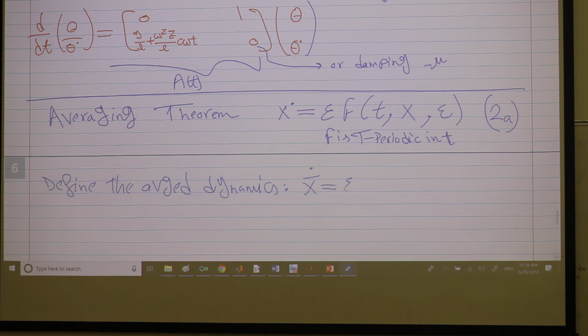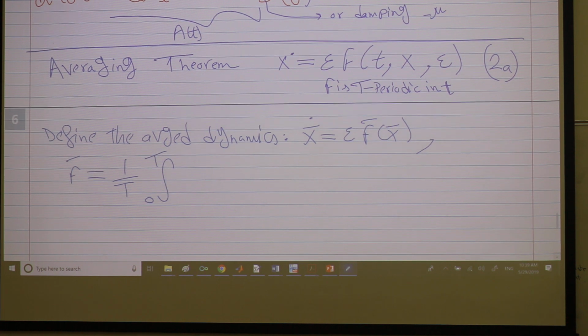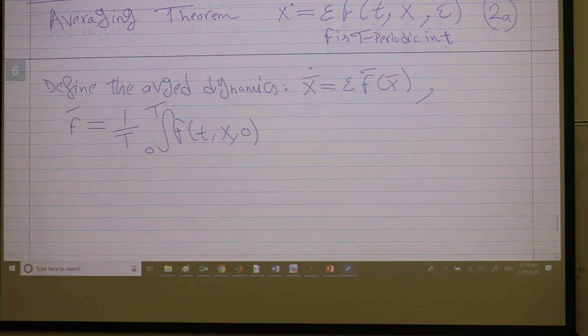So this is equal now to epsilon f bar of x bar, where f bar is just the average, so the integral over the period of your dynamics, holding x constant. So just ignore x. Any function of t, average out. Cosine gives you 0, sine gives you 0, cosine squared gives you half. That's it, super easy. Add 0 in, okay? And substitute epsilon 0 there. I will call this system 2 bar for the average dynamics.